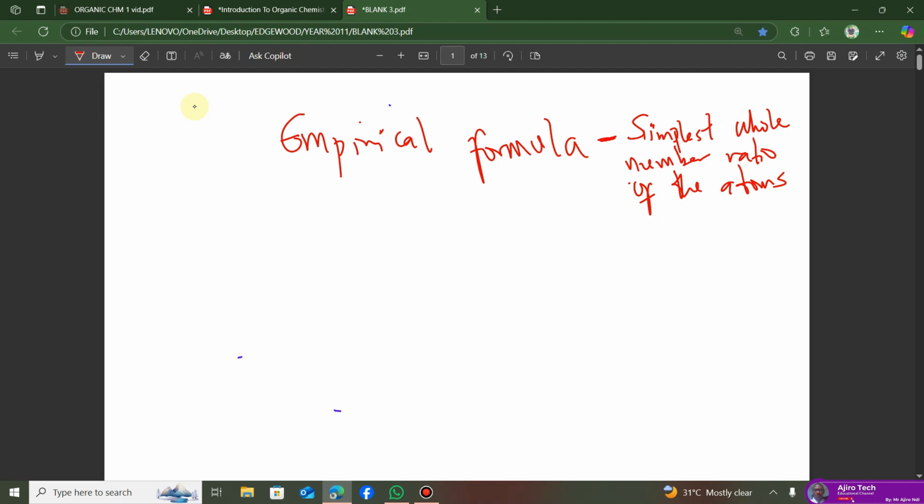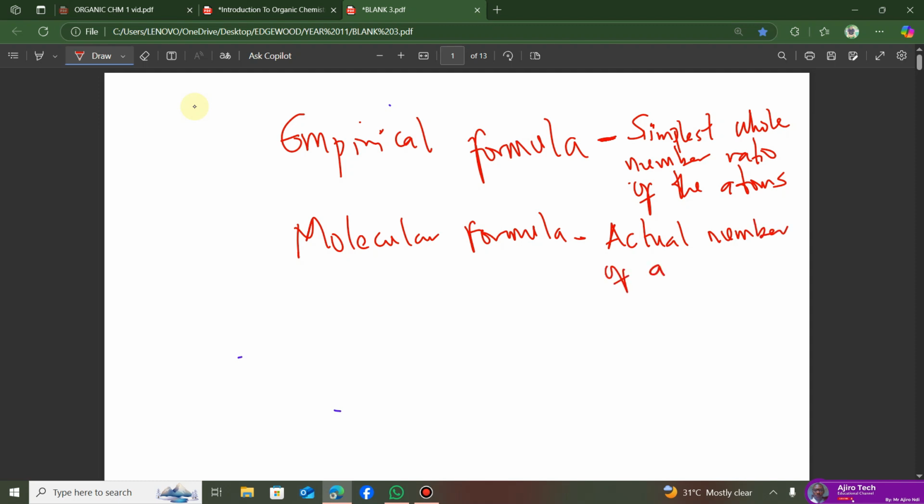Now, there's also what we call the molecular formula. Molecular formula, right? So molecular formula shows you the actual number of atoms in the molecule of the compound. So this one shows you the actual, while empirical shows you the simplest. So you need to know the difference between an empirical formula and a molecular formula. We're going to do something to test for all of them, so you know how to differentiate them.